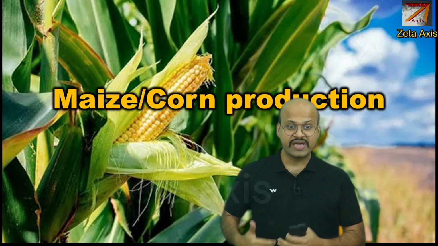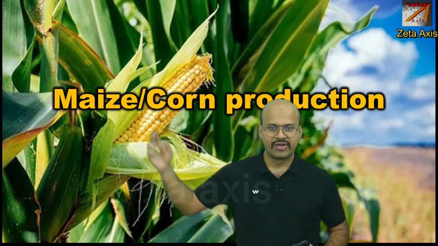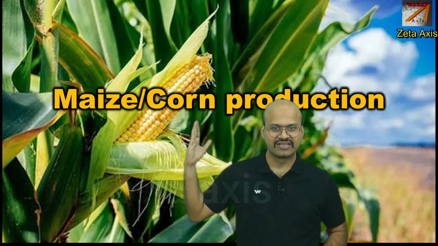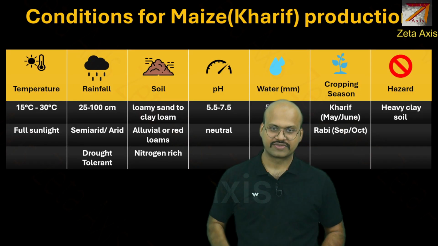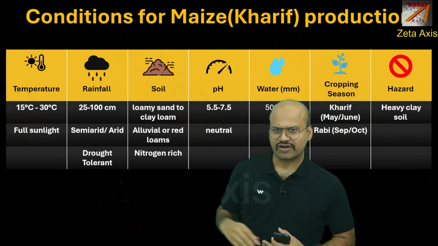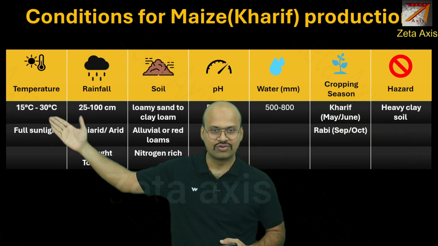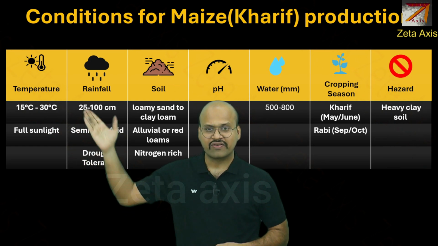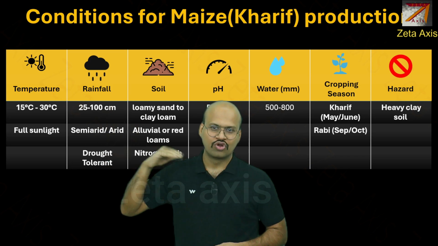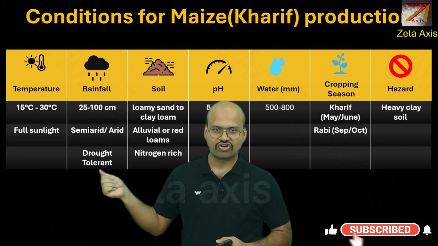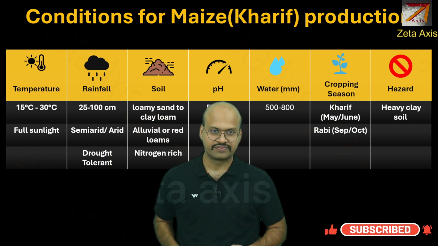Now let's see maize or corn production. Remember, maize and corn are the same crop. It is based on the region. You can use any of these names. So the condition for maize is again that it requires slightly higher temperature compared to wheat, but slightly lower compared to rice and cotton. It requires again mid to lower rainfall, and it can be grown in semi-arid region. It is drought tolerant. So this is an important feature.